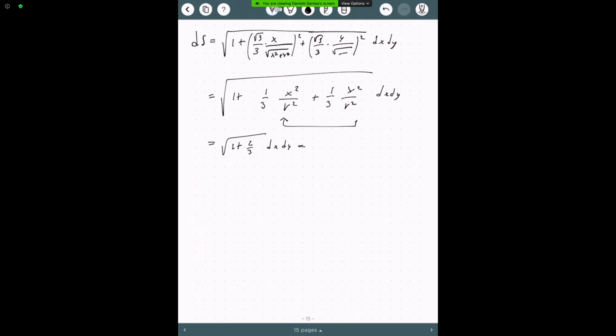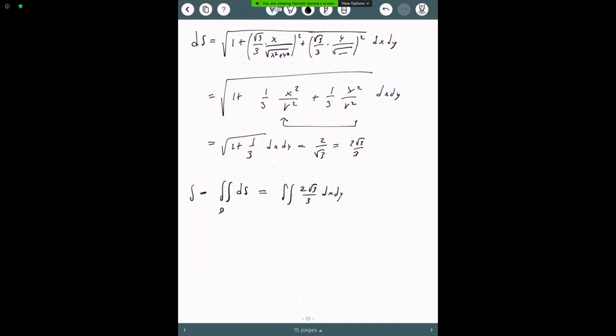what do we have? 3 plus 1/3, not 2/3. So we get 2 divided by the square root of 3, or if you want, 2 square root of 3 divided by 3. So the surface is going to be the integral over some domain D, that we will find now, of this number, or maybe dS. So this is just 2 square root of 3 divided by 3 dx dy.